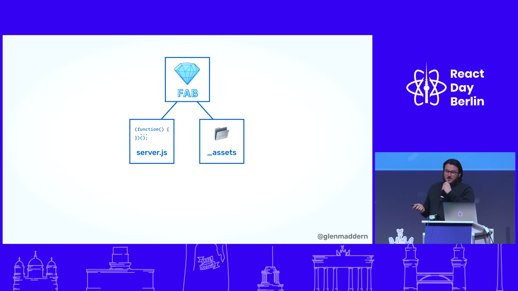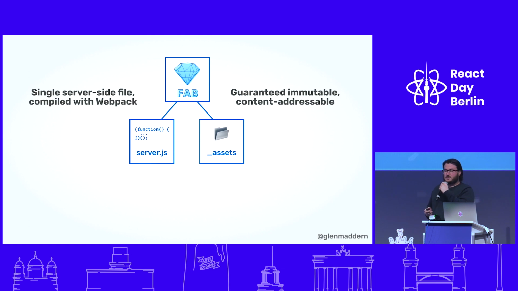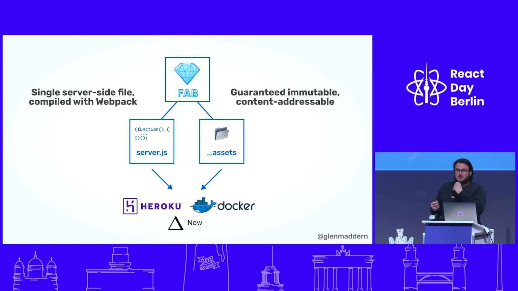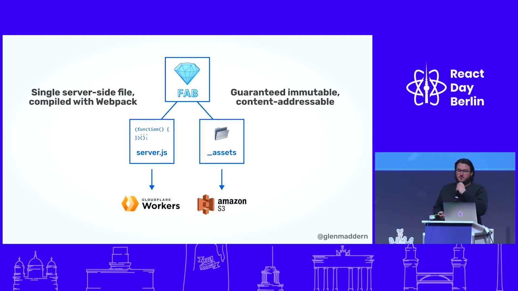A Fab itself is just a zip file. It has two components. One is a webpacked server.js. The other is a directory of everything else, which is guaranteed immutable, so you can host it efficiently. It can be deployed as a single monolithic thing to a platform like Heroku or Docker or anything that can handle it, or you can split them up and deploy them separately.